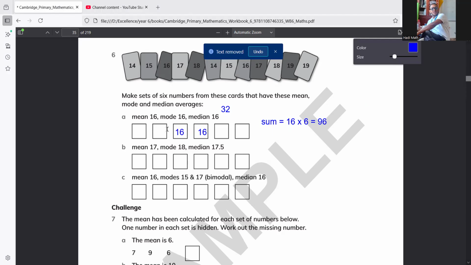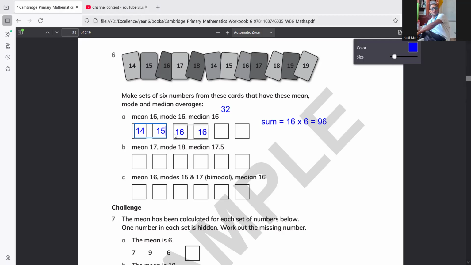So the first and second numbers should be less than 16. They could be 14 and 14, or 15 and 15, or 14 and 15. But because the mod is 16, those 2 numbers should be 2 different numbers. They should be 14 and 15, because we cannot use 2 14s. If we used 2 14s, the mod would change. The mod would be 14 and 16, but they say the mod is only 16. That means those 2 numbers are 14 and 15.